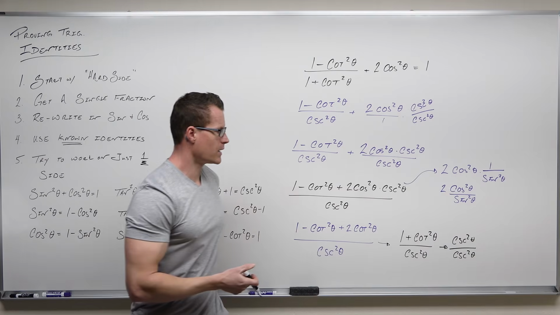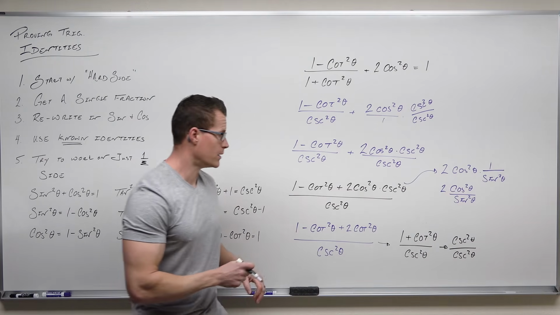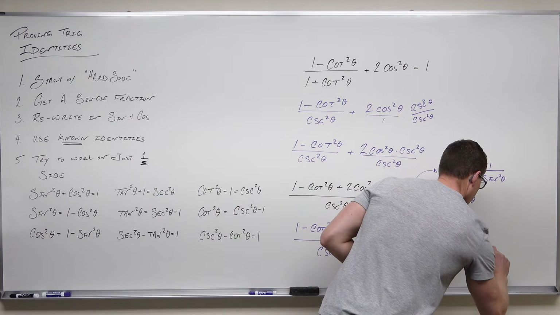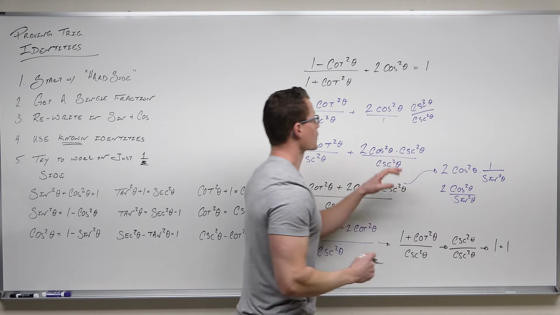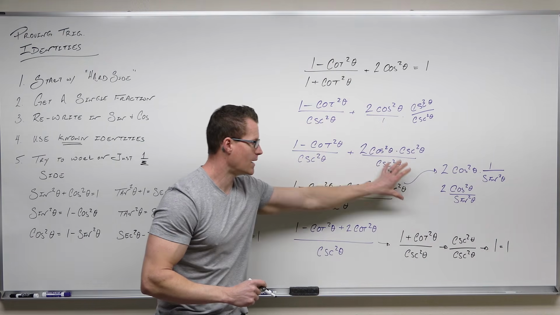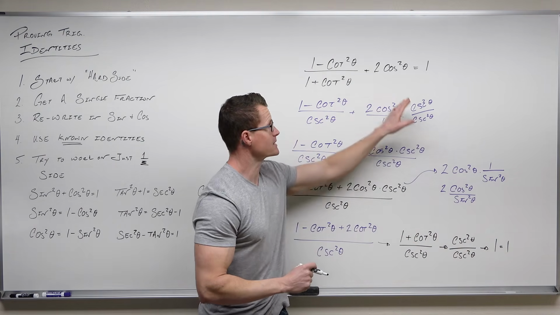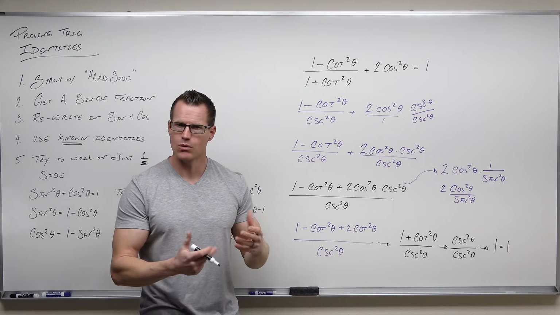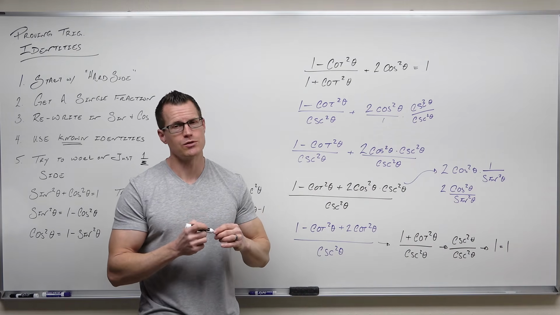And cosecant squared theta over cosecant squared theta is 1. So we worked on the left-hand side all the way down to here, and we got 1. That's exactly what we were trying to show. 1 does equal 1, and so this satisfies and proves our identity.